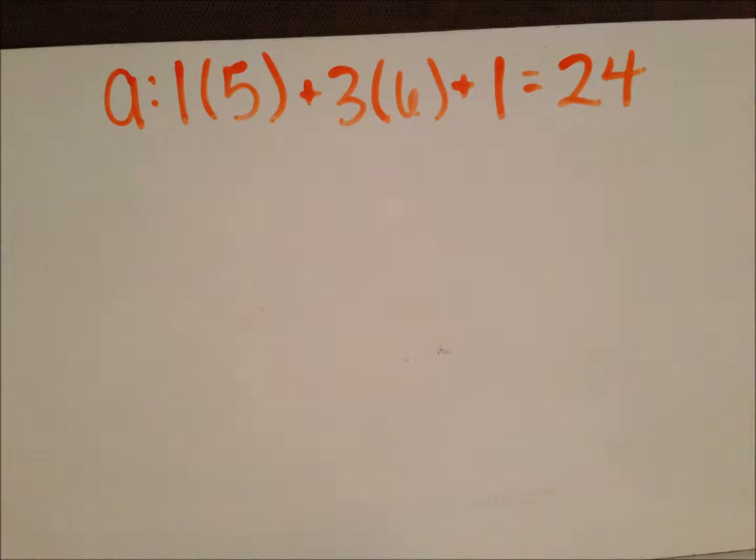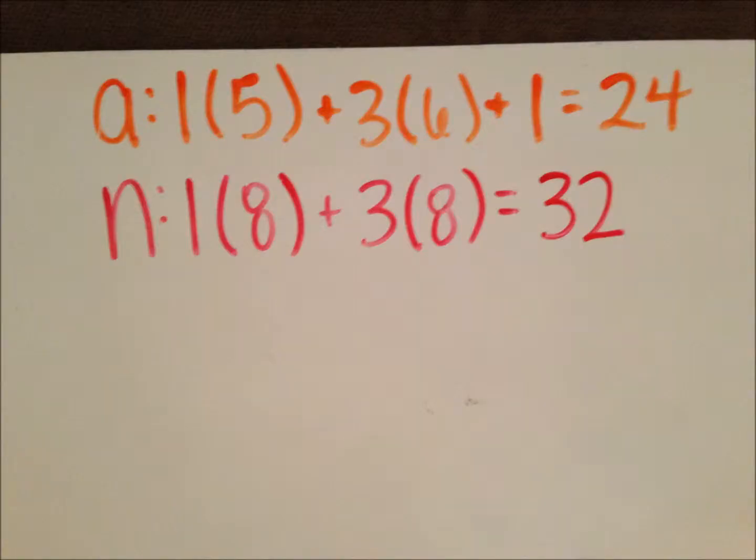In this compound, there's 1 nitrogen, which has 5 valence electrons, and there are 3 oxygens, which have 6 valence electrons. What you do with the -1 charge is you do the exact opposite. So since it's -1, you add 1, and the total value of this is 24.